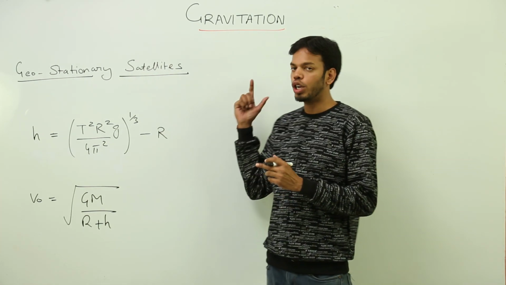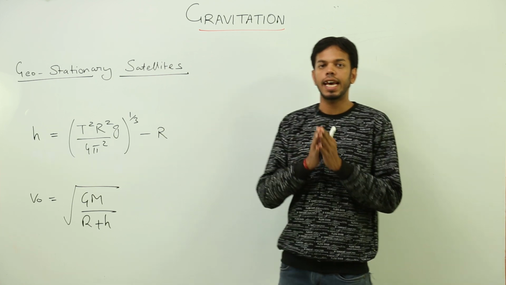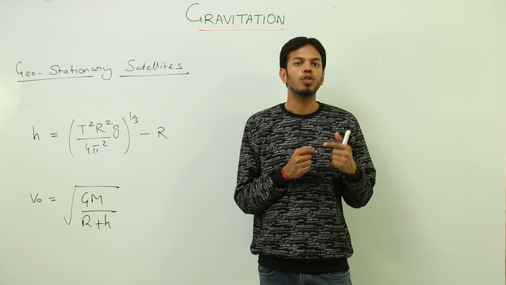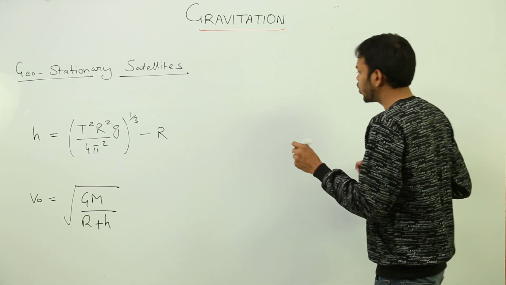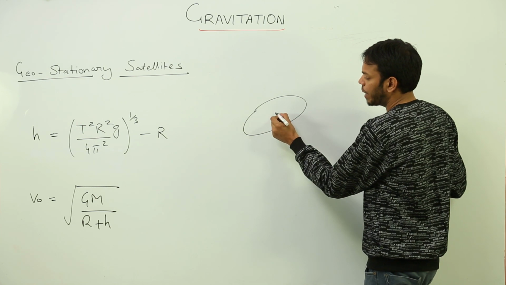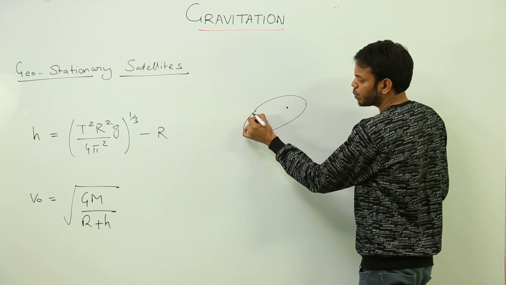Geostationary satellites, or geosynchronous satellites. These are those satellites for which the time period of rotation is equal to the time period of rotation of a planet. Now you know that, for example, if Earth is revolving in an elliptical orbit about the Sun, when the Sun is at one of the foci, suppose Earth is at this position.